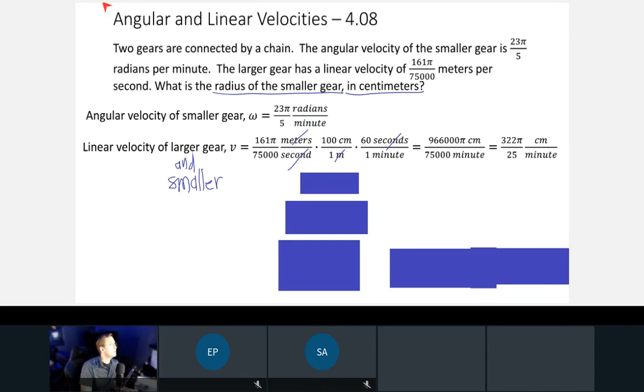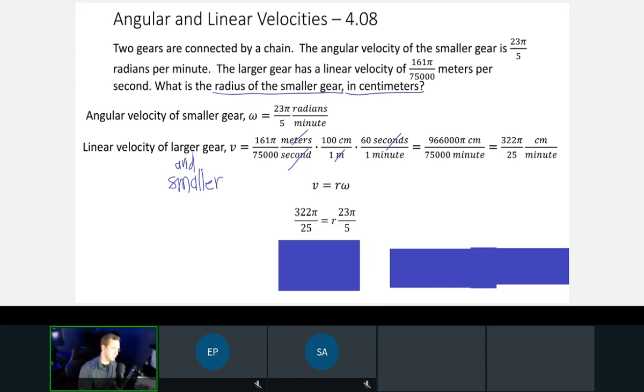All right. We're going to use the formula V for linear velocity equals radius times angular velocity. This is from our 4.08 lesson. We know linear velocity, we know angular velocity, and we're trying to find the radius. So we just plug this stuff into this really simple equation. It looks like this, if I typed it right. Thank goodness I did.